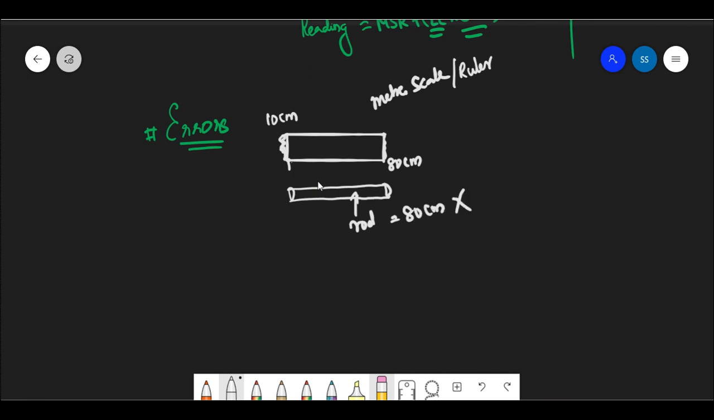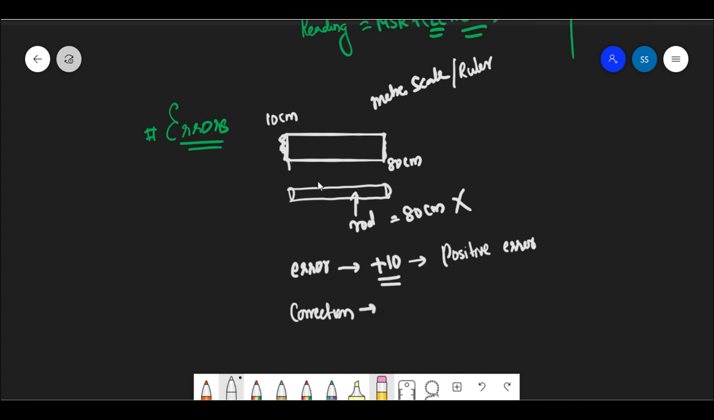Why? Because there is an error. So what is the error there? The error is actually positive 10, which means that your actual value is supposed to be 10 less than the value you got, right? So when you do the correction, so yeah, this type of error you can call a positive error, right?